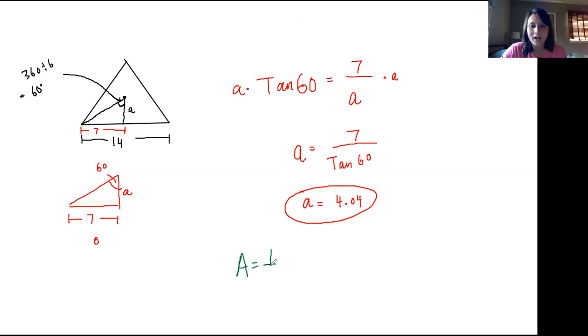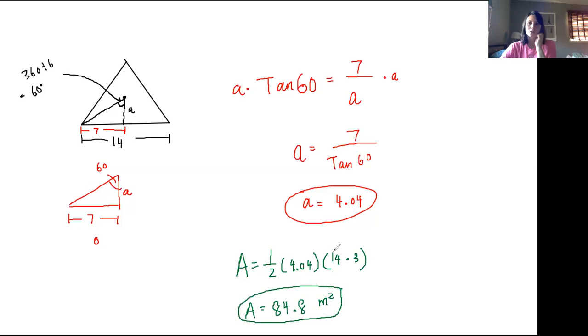Now we can do 1/2 times the apothem, 4.04, times the perimeter, which is 14 times 3. So 14 times 3 times 4.04 and divided by 2 or multiplied by 1/2. That's about 84.84. So 84.8 meters squared is the answer.